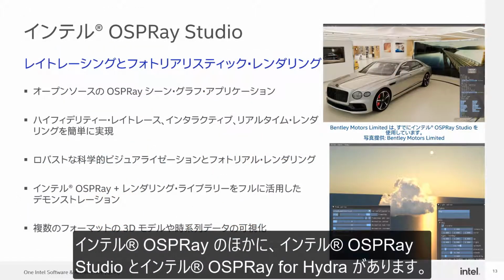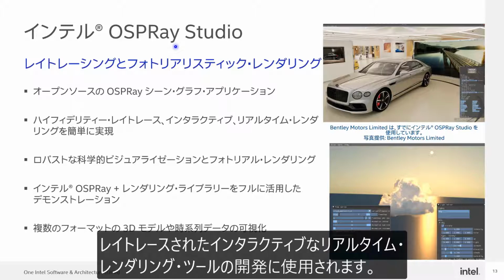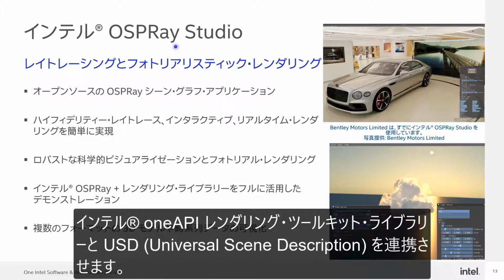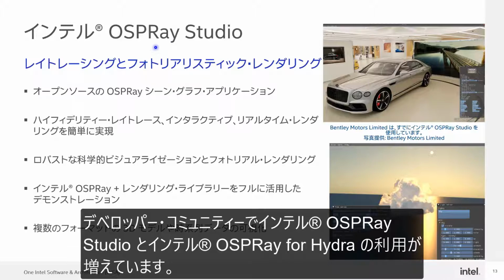Besides OSPRay, we also have Intel OSPRay Studio and Hydra. It's a scene graph application used to develop ray-traced interactive real-time rendering tools. So OSPRay Studio and OSPRay Hydra actually connect the rendering toolkit libraries to USD, which is the Universal Scene Description, which was developed by Pixar Studios for use in visual effects and animation, but it is starting to get traction in other industries as well. So for OSPRay Studio and OSPRay Hydra, we are seeing increasing use in the developer community as well.